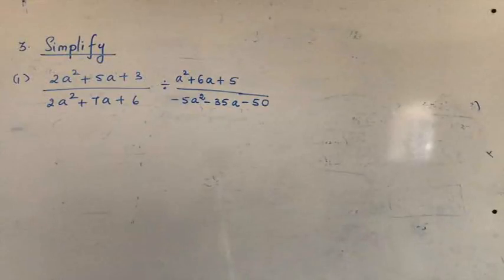Now let's go for sum number 3. Let us simplify again. Under 3, the first subpart, that is 2a square plus 5a plus 3 upon 2a square plus 7a plus 6 divided by a square plus 6a plus 5 upon minus 5a square minus 35a minus 15. Comparing the first, second and third sums, the first and second sums were dealing with the multiplication sign, and in the third sum we have the division sign.